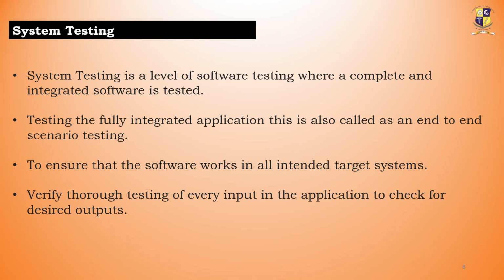And then to ensure that the software works in all the intended targeted systems. So when you're building the software, that software should work in all kinds of systems. So you're going to test whether the software is working fine in all the intended targeted systems. And then you verify thorough testing of every input in the application to check for the desired output. So you're going to test the input and then see whether the desired output has been achieved. So that's what is happening with system testing.